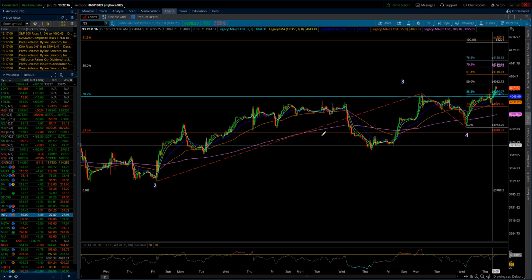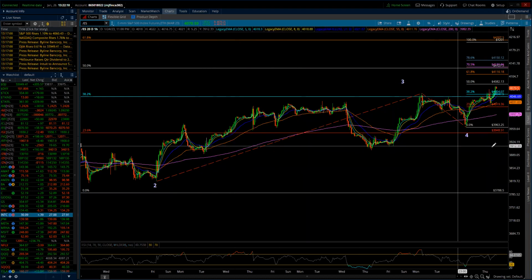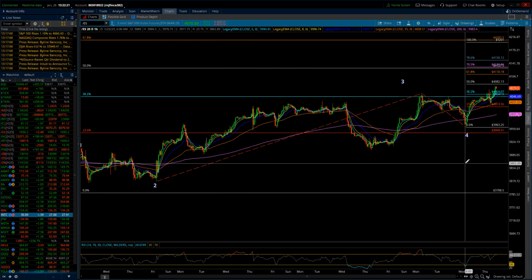We start to break. Now you'll notice that I have additional lines here. Those are moving averages. I use the moving average and I trust the moving averages because often they line up with Fibonacci. Somehow the market lines them up with Fibonacci.